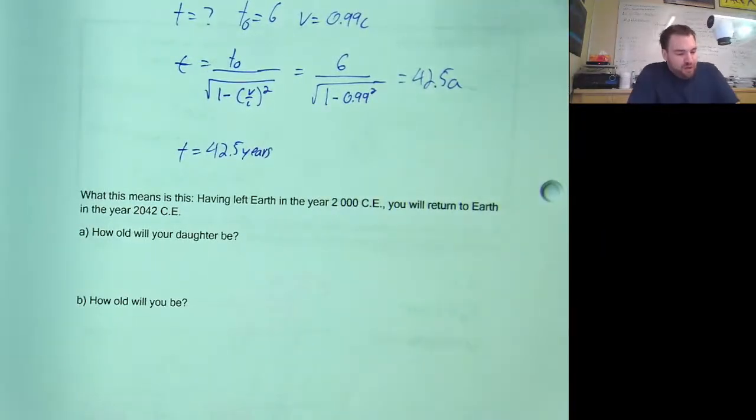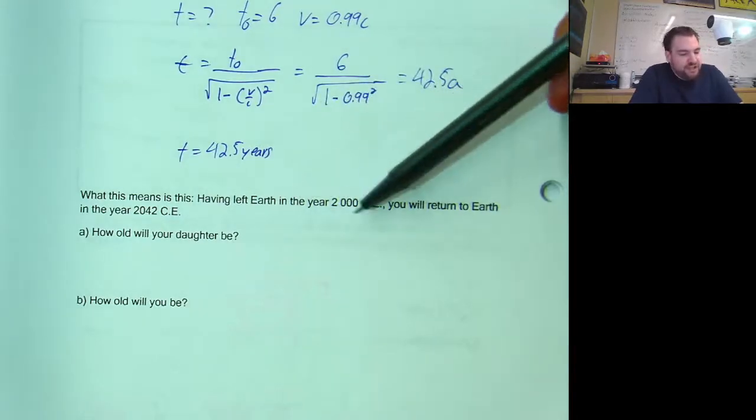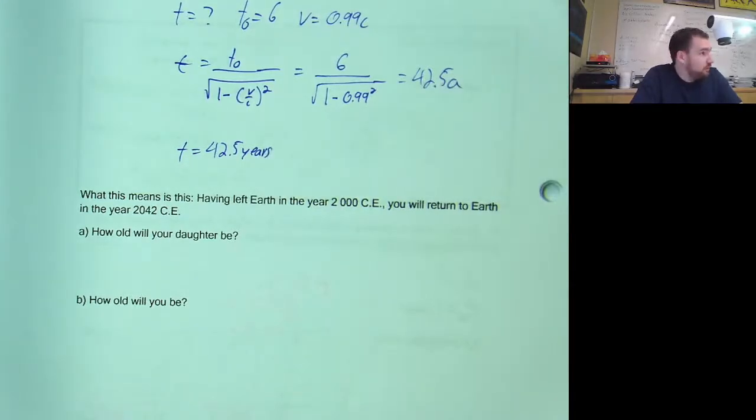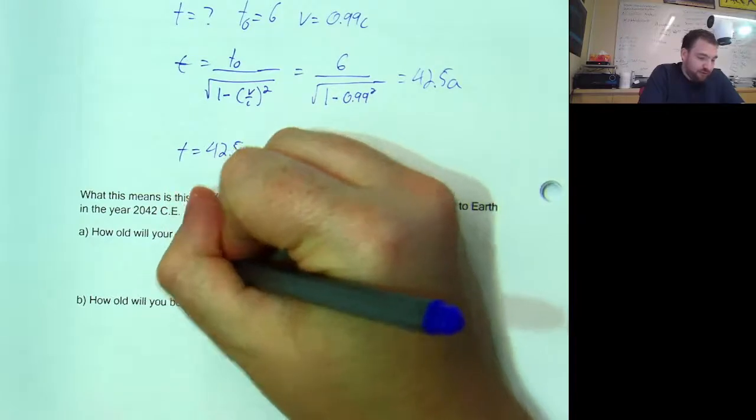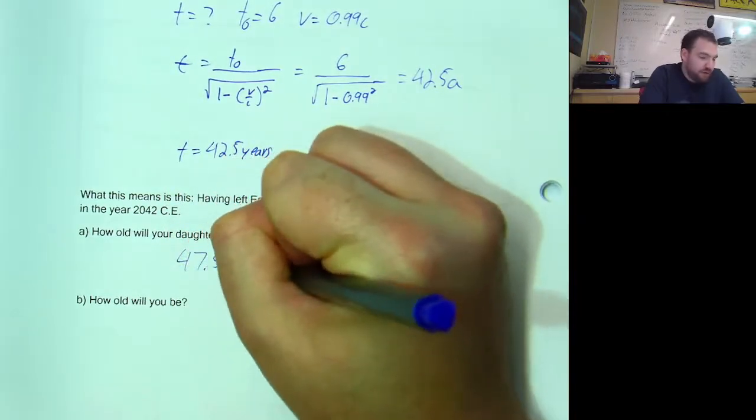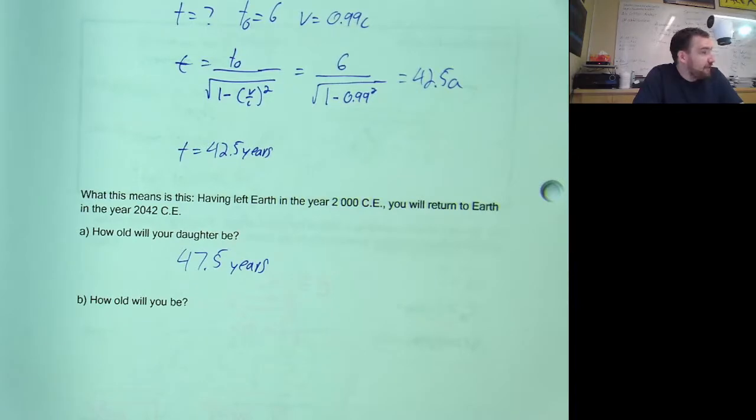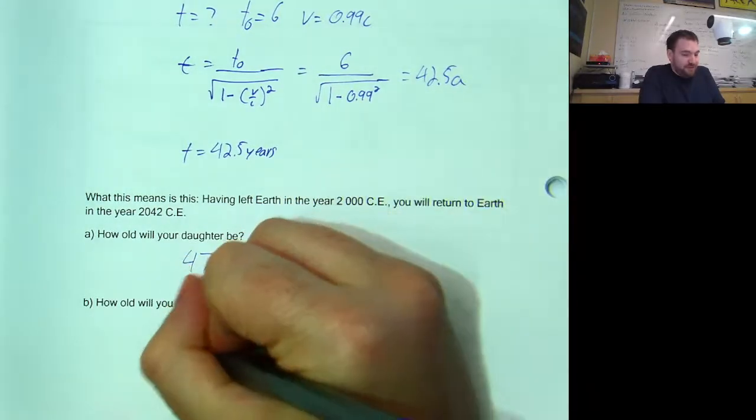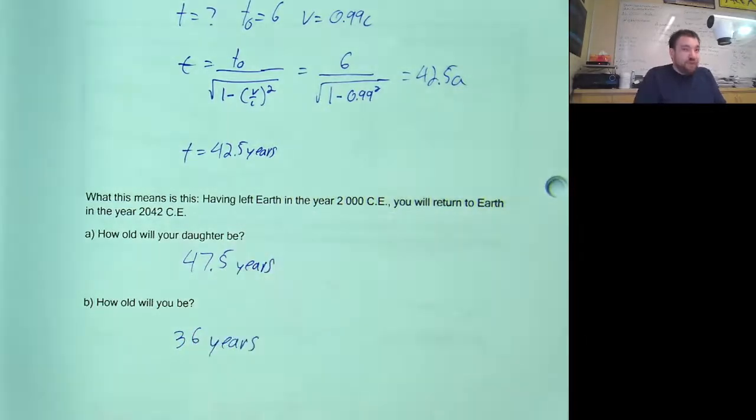Okay. So what this means is this. Having left the Earth in the year 2000, you will return in the year 2042. Your daughter's going to be how old? 47.5 years. But you see yourself as only having traveled 6 years. You were 30, you've gone for 6 years. Oh, wait, I'm misreading this. Your daughter's 47.5 and you're 36. Interstellar. Spoilers, sorry. Yeah, that's weird.